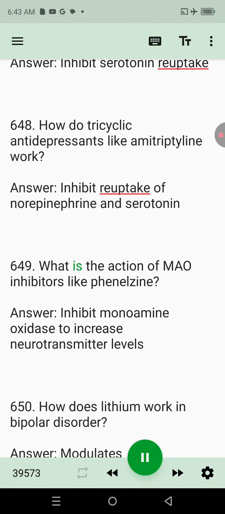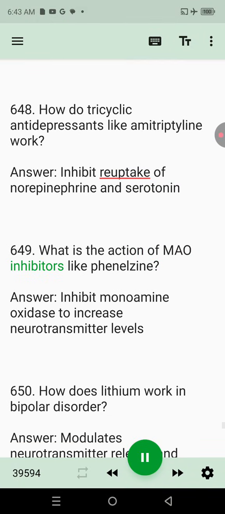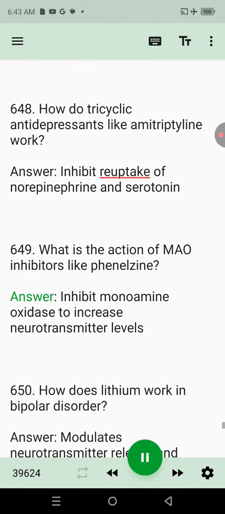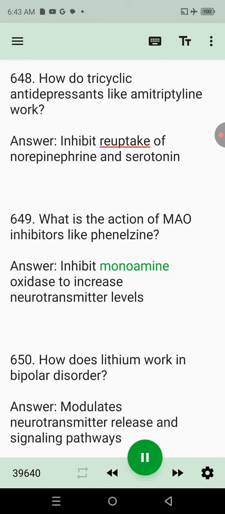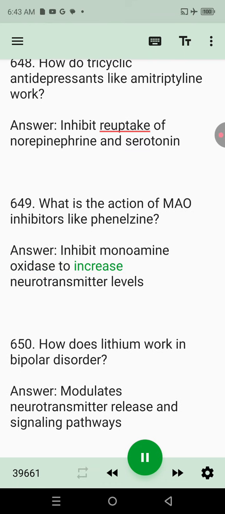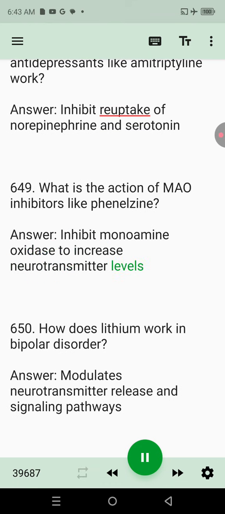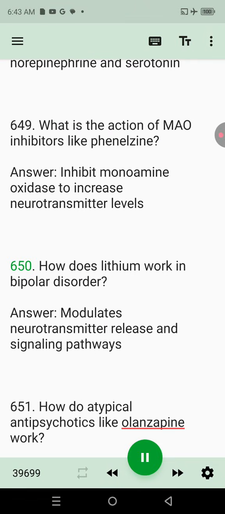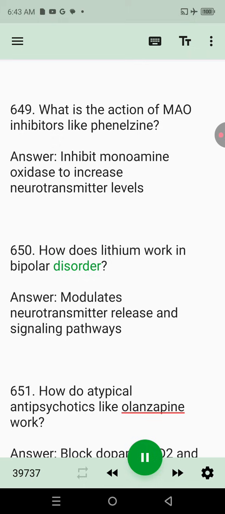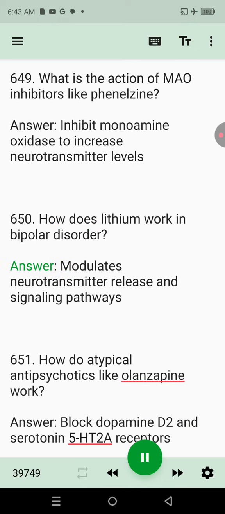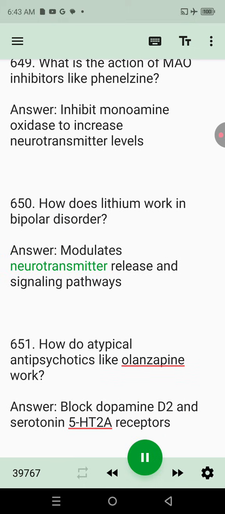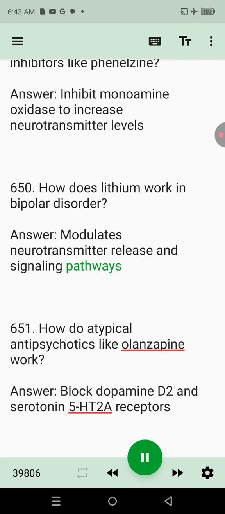649. What is the action of MAO inhibitors like phenelzine? Answer. Inhibit monoamine oxidase to increase neurotransmitter levels. 650. How does lithium work in bipolar disorder? Answer. Modulates neurotransmitter release and signaling pathways.